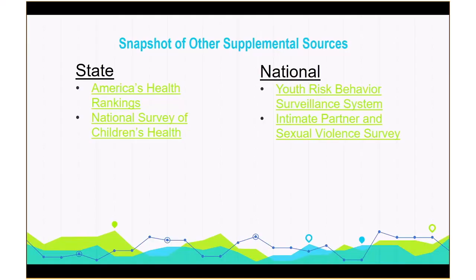The next site that we'll look at is the National Survey of Children's Health. This site has a large amount of data, which is great, but it can also take a while to work through which indicators are of interest to you or your organization.